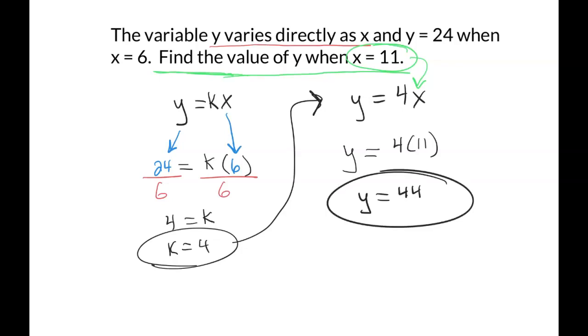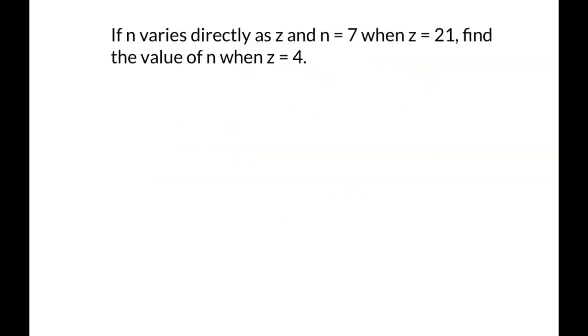Okay, let's look at another one. This one says, if n varies directly as z, and n equals 7 when z equals 21, find the value of n when z is 4. So we're going to do the same thing. We know that the phrase varies directly as is going to cause us to translate this as n varies directly as z. Okay, now I'm told that n is 7 when z is 21. Okay, let's fill in the rest of the numbers. So I've got 7 equals k times 21.